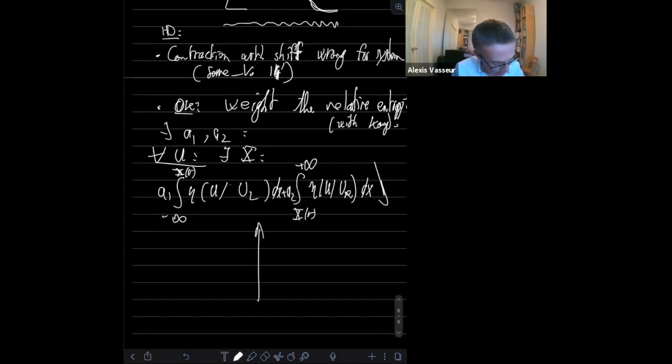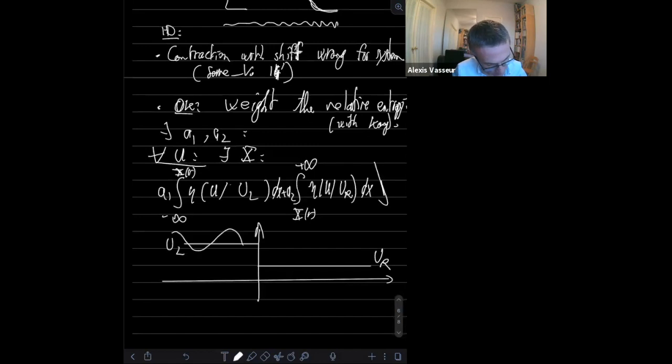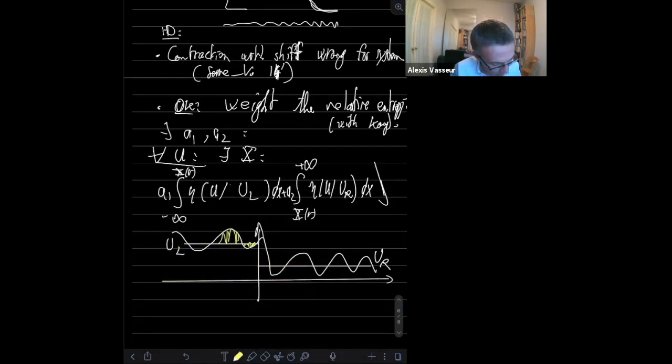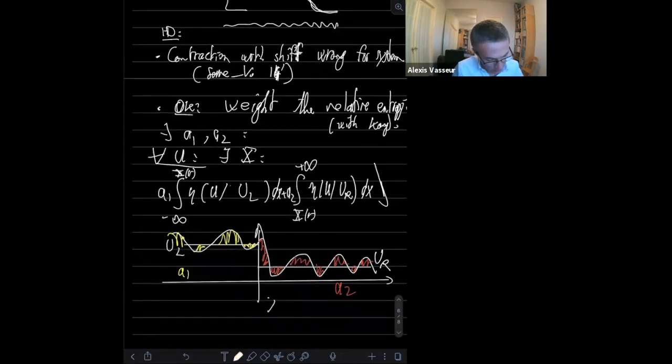So this means that you have your things here. You have your shock, UL, UR. You take a perturbation, right? And you count on the left, you count the perturbation in L2, while the difference here is weighted with A1, and on the right, the perturbation weighted with A2. And of course, everything is up to a shift.